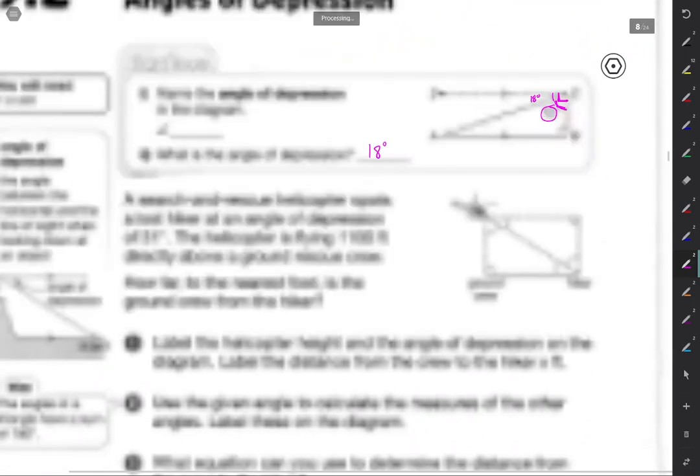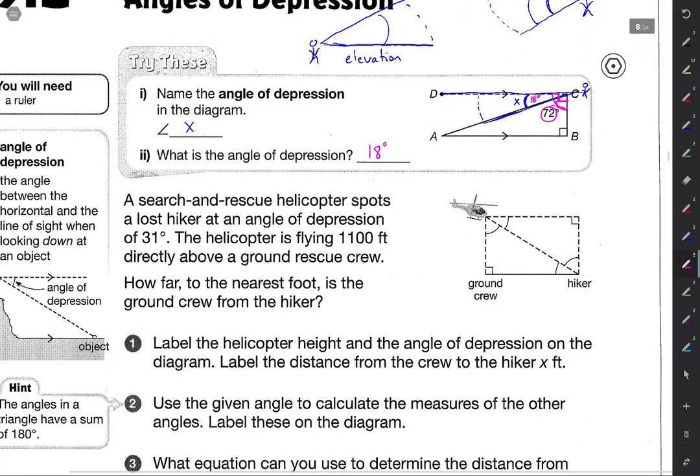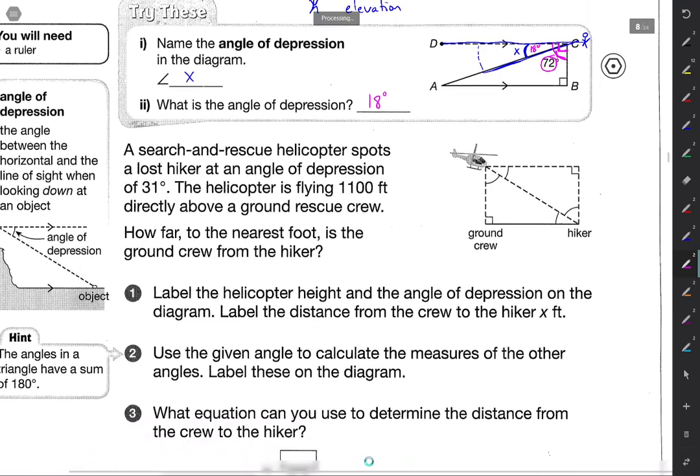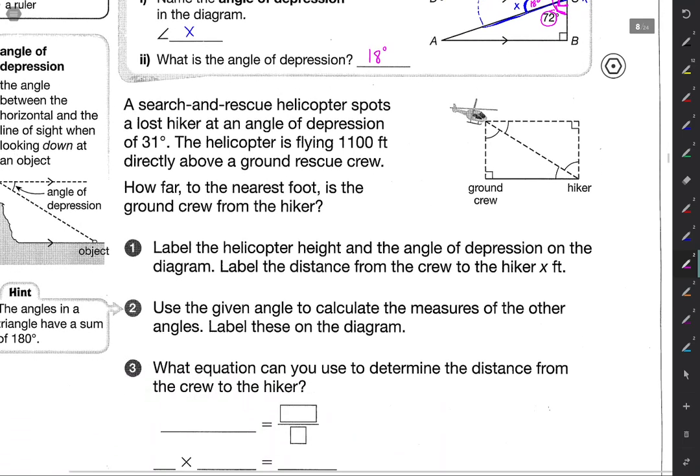A search and rescue helicopter spots a lost hiker at an angle of depression of 31 degrees. The helicopter is flying 1,100 feet directly above the ground rescue crew. How far to the nearest foot is the ground crew from the hiker? So right away we know that we want to find this. We want to find the ground crew and the hiker distance in between them. So it's asking us how far is the ground crew from the hiker. So we're going to be looking for this side of this triangle.